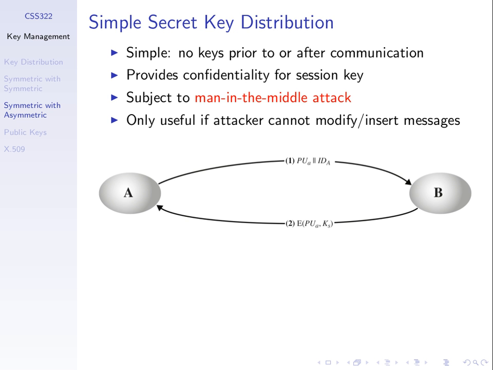So it turns out that this scheme is only useful if an attacker cannot modify or insert messages. If there's no way for the attacker to intercept and change messages, then this scheme's okay. But if the attacker can get between the source and destination and modify messages, it's of no use. It's not secure. Maybe, for example, across an optical fiber link from one campus to another, assuming we trust the telecommunications company, this approach may be okay, because it's almost impossible for the attacker to tap into that link and modify messages. Okay, so there are some cases where it's okay.